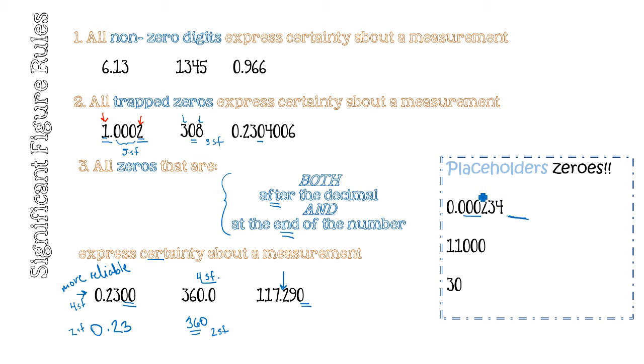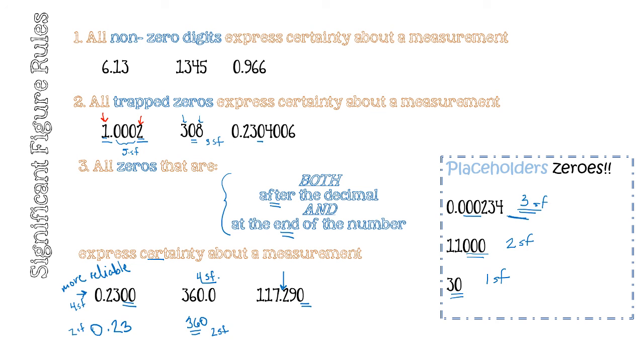These are placeholders. So if you were to evaluate this number for certainty or reliability, you could say that this would have three significant figures, right? And that's it, because these are just placeholders. Likewise, down here, these are placeholders, right? They are at the end of the number, but they are not behind the decimal. So that would be 11,000, and for the sake of certainty or reliability, this would have 2 significant figures. 30, same deal. He is at the end of the number, but he is not behind a decimal. He is holding the ones place. He is not adding certainty to our measurement, so this is 1 significant figure.